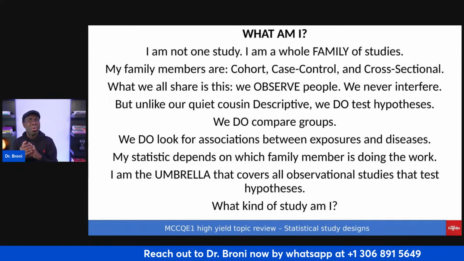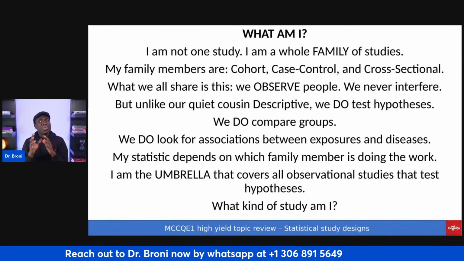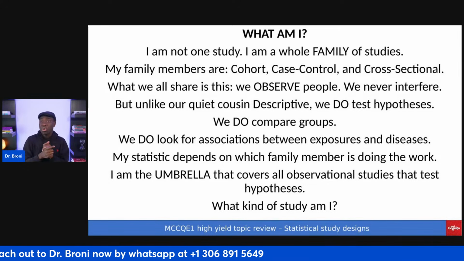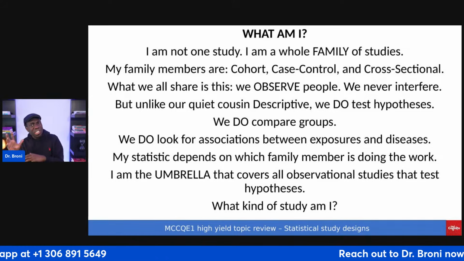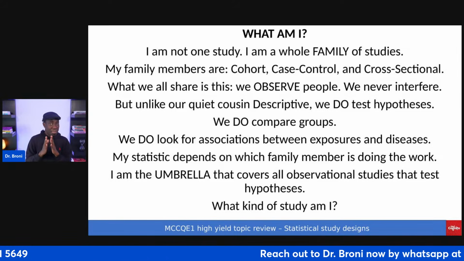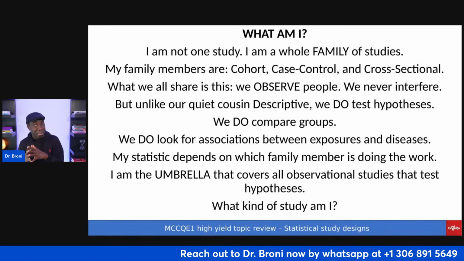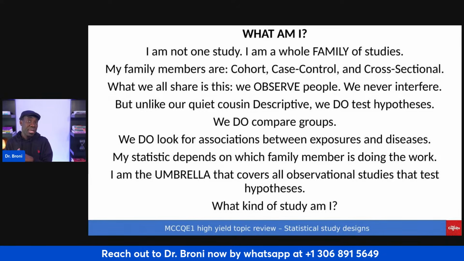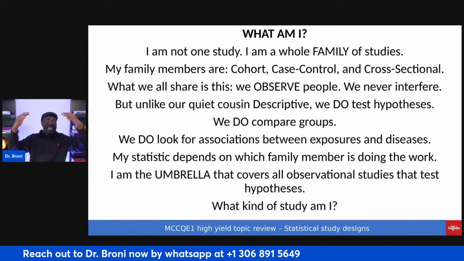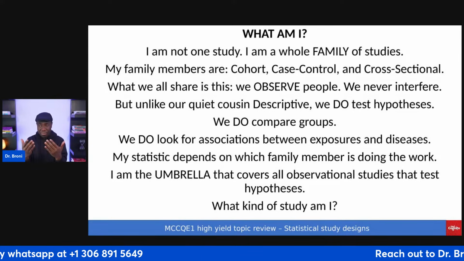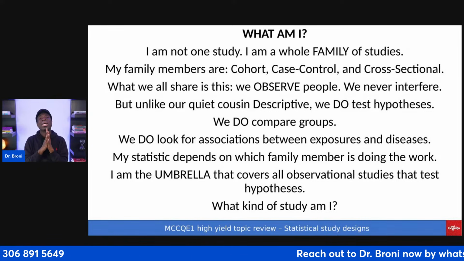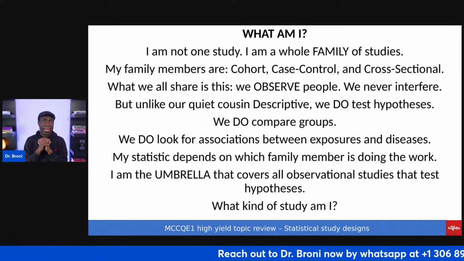But unlike our quiet cousin descriptive, we do test hypotheses. We do compare groups. We do look for associations between exposures and diseases. My statistic depends on which family member is doing the work. I am the umbrella that covers all observational studies that test the hypothesis. What kind of study am I?